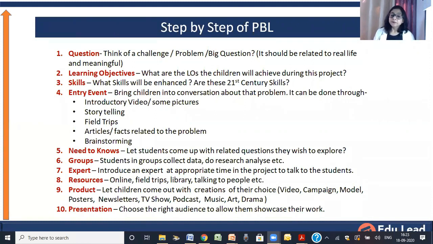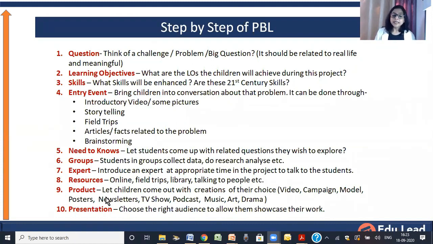Okay, then it's also important that you tell them about the resources. What are those various resources? So you should know from where all the children will be gathering the data. You don't have to immediately tell them about things. Let them come and inquire, and you just have to facilitate things for them. So you, at your own end, should have a lot of resources ready for that particular project.